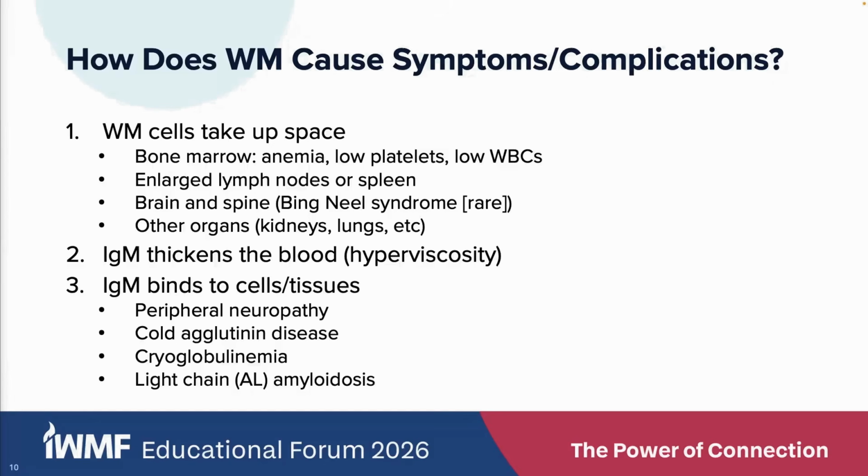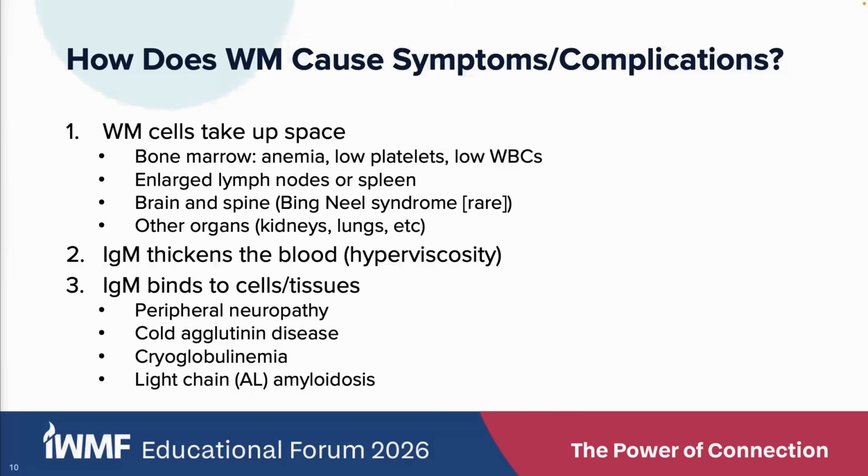If the lymphoma cells are growing in lymph nodes, the lymph nodes could enlarge or grow. That can cause some discomfort or pain potentially. If they grow in the spleen, it can become enlarged. Lymphomas, including Waldenström, can grow in virtually any organ. They can grow in the brain and the spinal cord. That fortunately is very, very uncommon, but we have a special name for it. We call it Bing-Neel syndrome. That's when Waldenström is impacting the central nervous system, the brain or the spinal cord. And then again, any other organs like the kidneys, the liver, the lungs, etc.